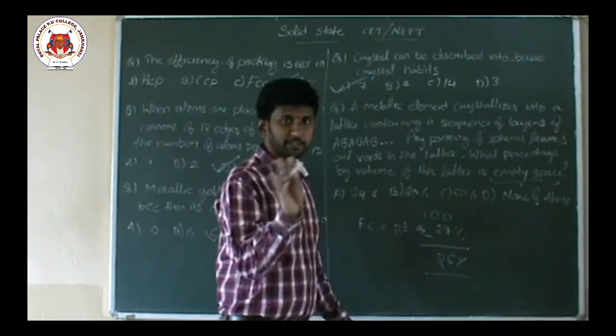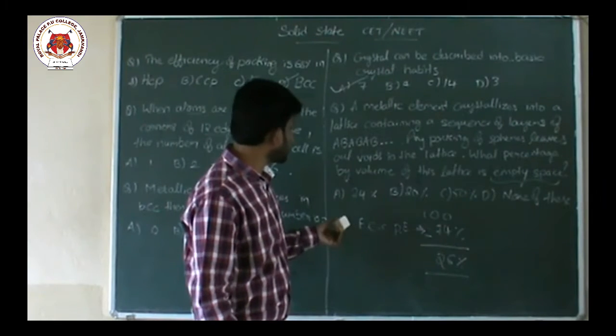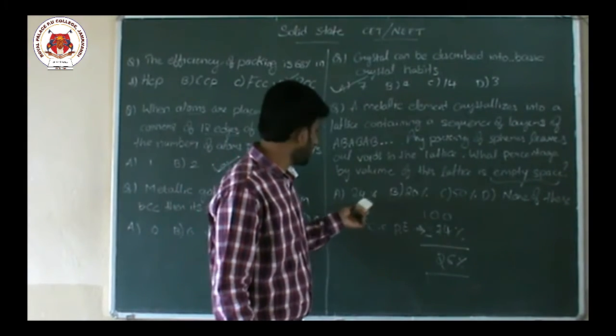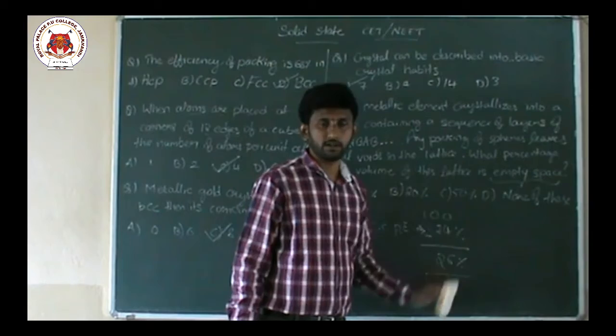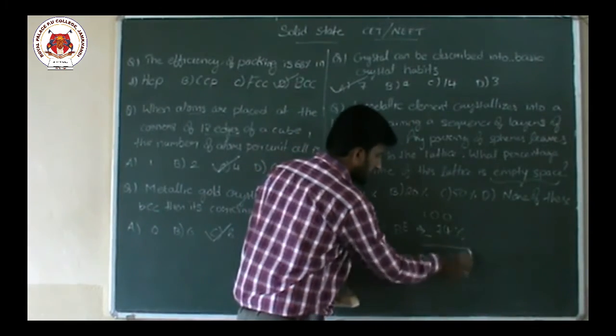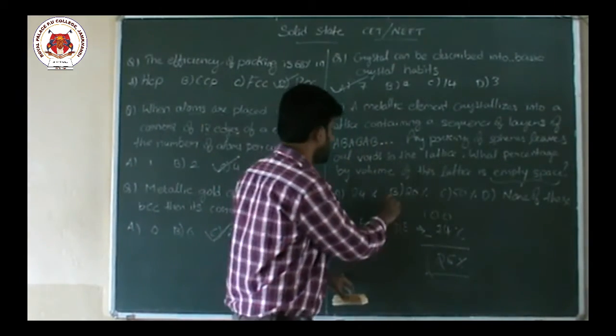26% is the remaining space, empty space. But the options are giving us 74, 20, 50 or none. Now, the nearest value I can go for is 20%.